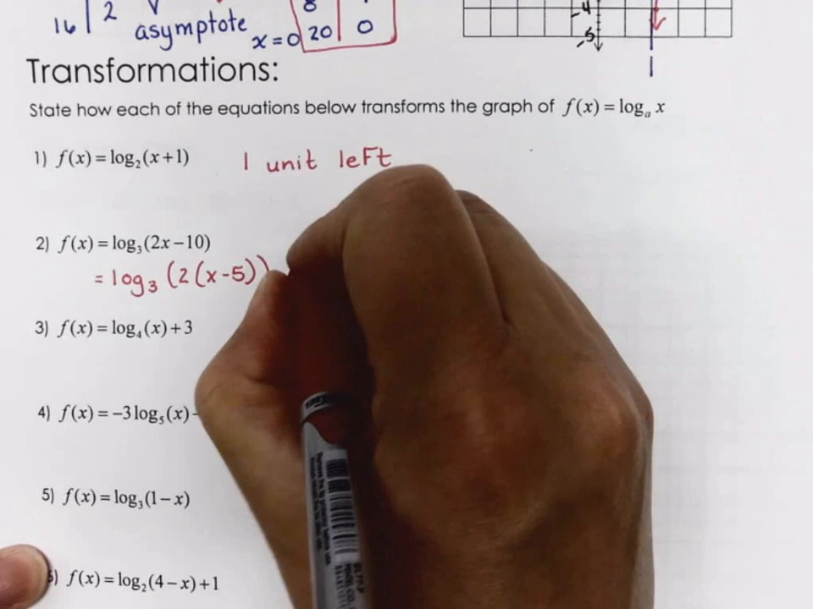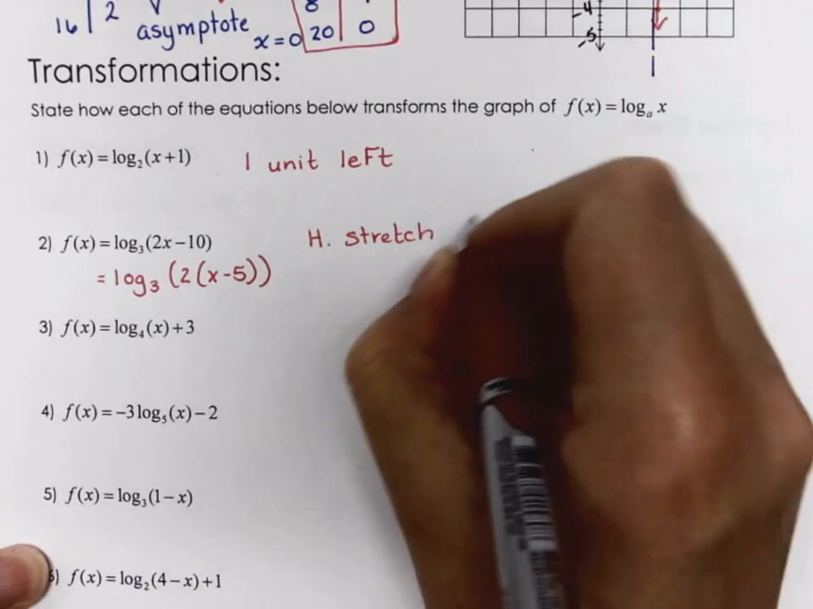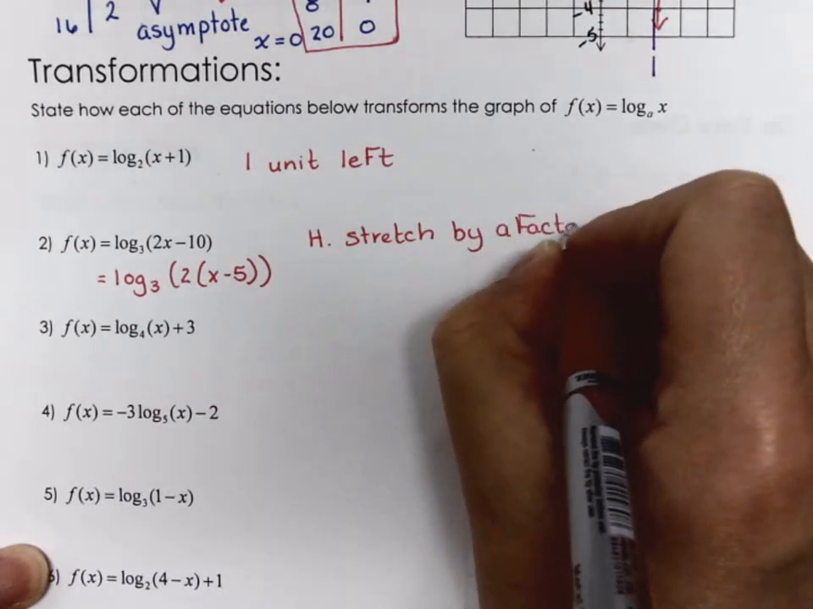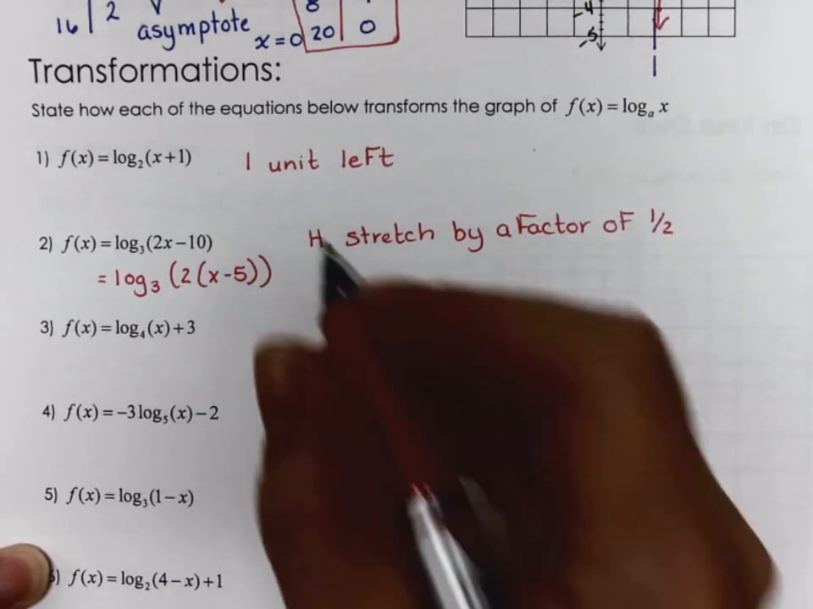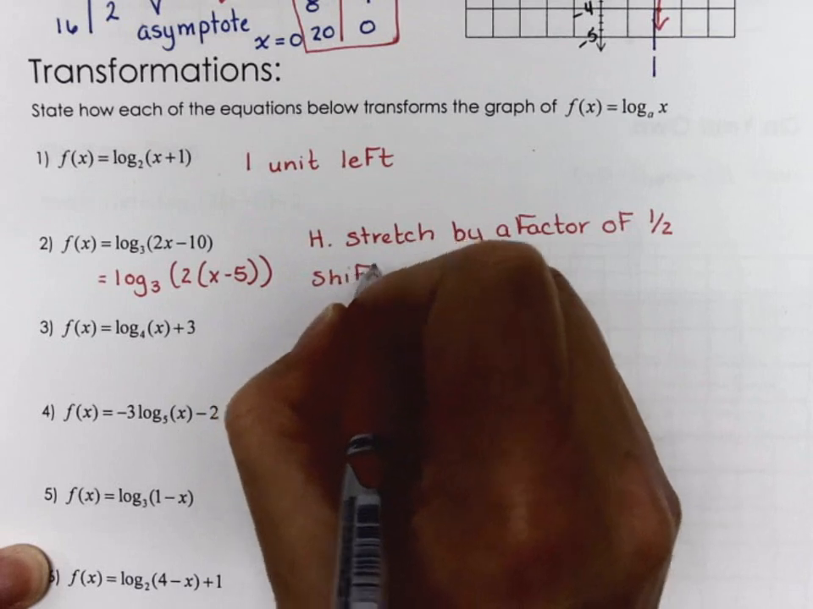So we have a horizontal stretch by a factor of 1/2. And what else do we have? Horizontal shift 5 units, right? Yep.